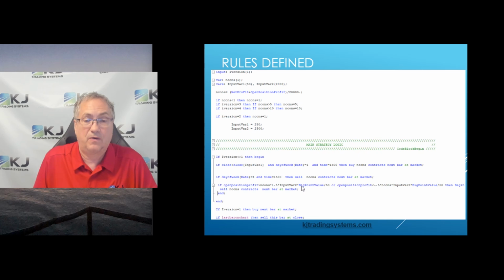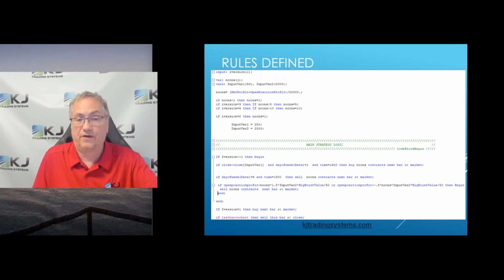I also have some code in here which says big point value divided by 50, so you could run it with MES and it will automatically adjust for the size, so that's pretty cool. And that's it. That's the whole code.